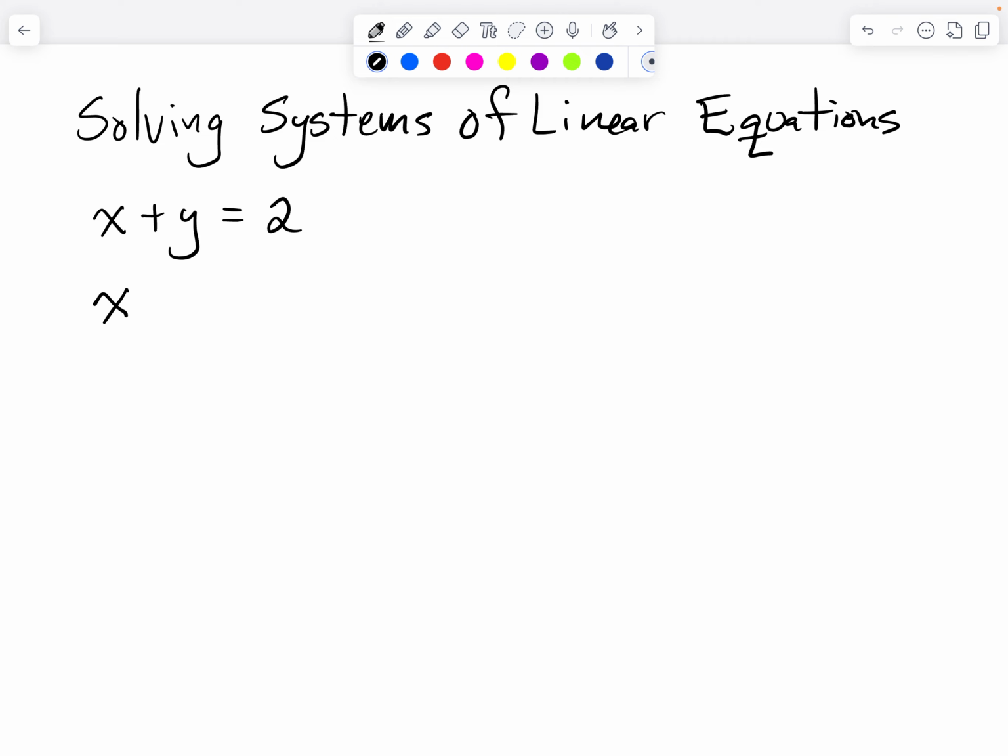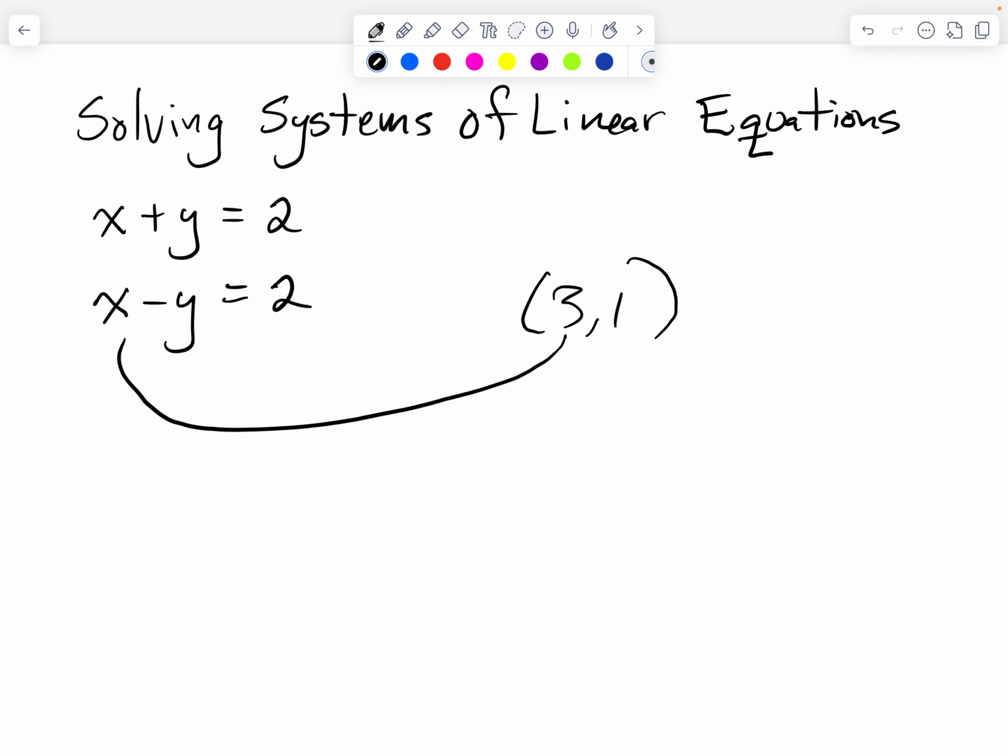Now here is another statement, and it's a different one. I changed that. And this is a different line. Well, I could say it's a different question, because I could do 3 and 1. 3 minus 1 equals 2. That's a solution to this one, but it doesn't work over here. 3 plus 1 is not equal to 2. Okay?